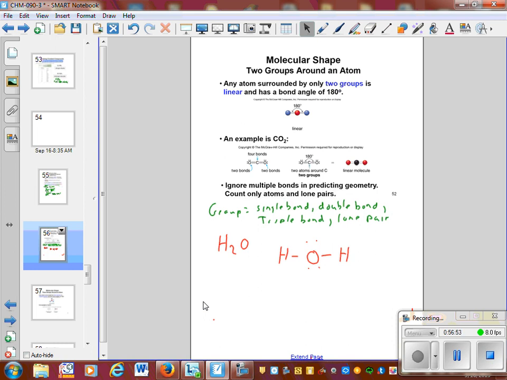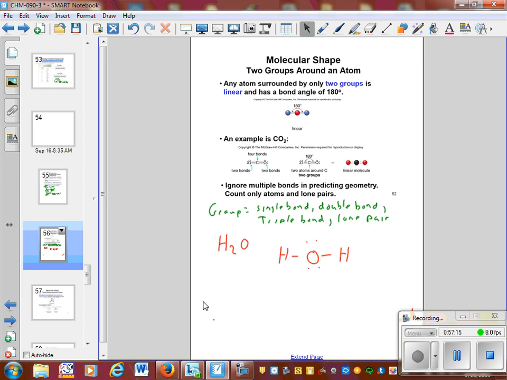So this is what it looks like. We don't see those lone pairs. We can't physically see them. We can see where the atoms are attached. So what shape is this? Bent. We took a linear molecule and just bent it. Water is bent.